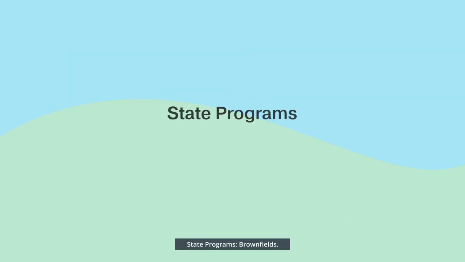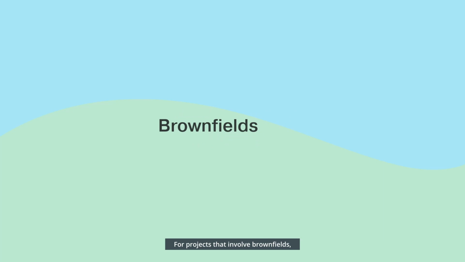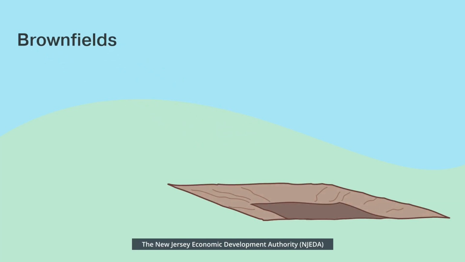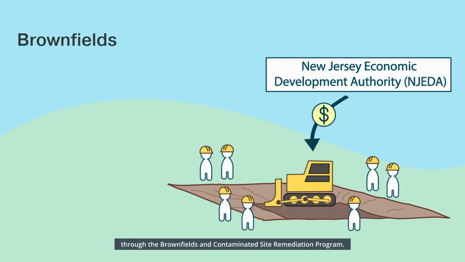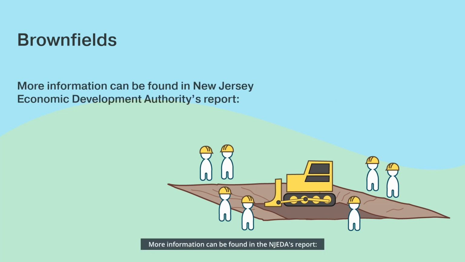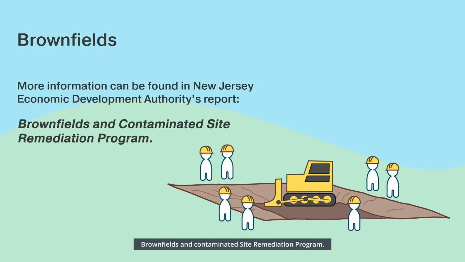State programs. Brownfields. For projects that involve brownfields, the New Jersey Economic Development Authority, or NJEDA, has funded to support initial site preparation work through the Brownfields and Contaminated Site Remediation Program. More information can be found in the New Jersey Economic Development Authority's report, Brownfields and Contaminated Site Remediation Program.